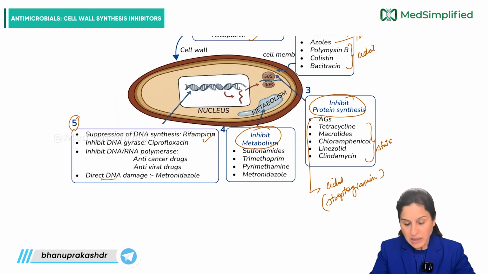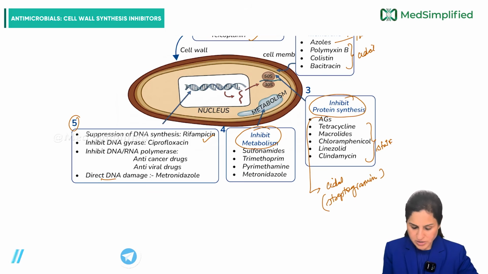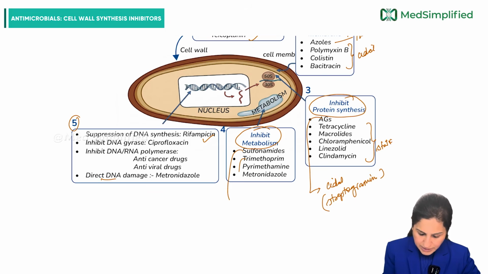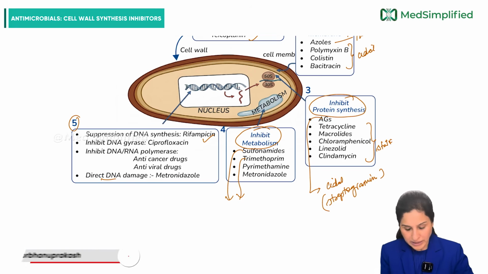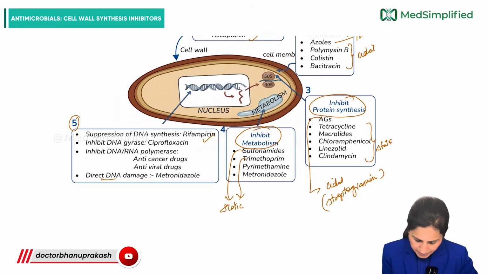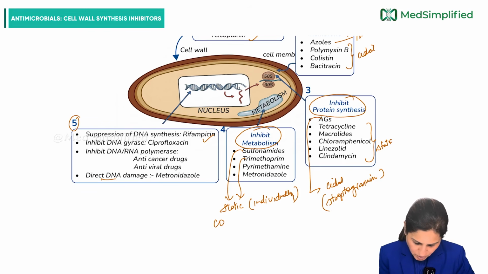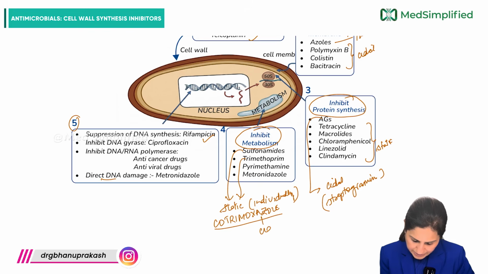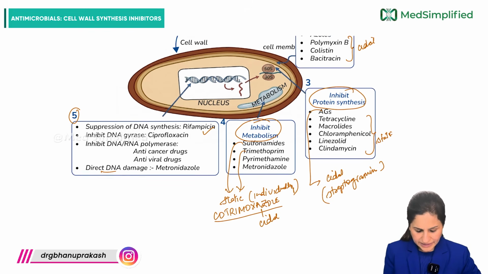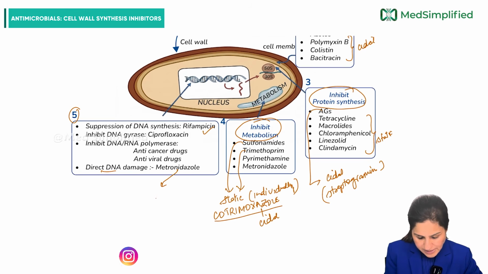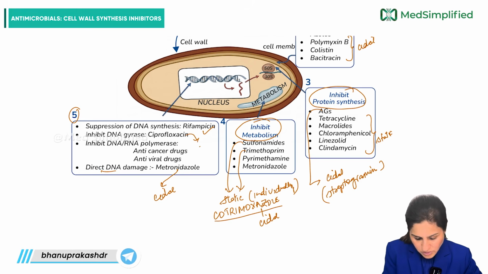Now, out of the drugs which inhibit metabolism, for example sulfonamides and trimethoprim, individually they are static. But when they get combined together to form cotrimoxazole, this cotrimoxazole is cidal in nature. Then, similarly, metronidazole also is cidal in nature. Ciprofloxacin and the fluoroquinolones are also cidal in nature.